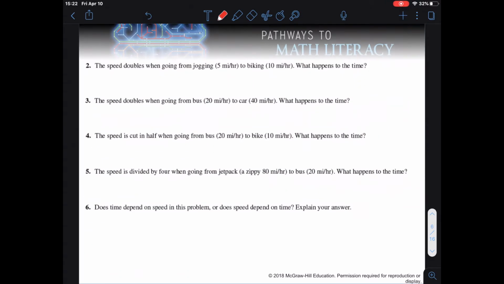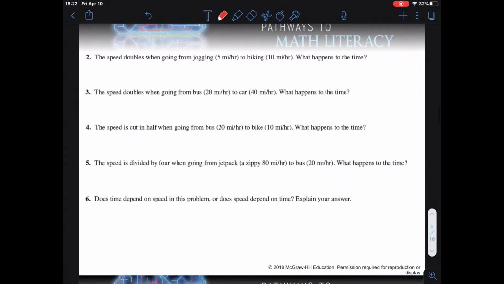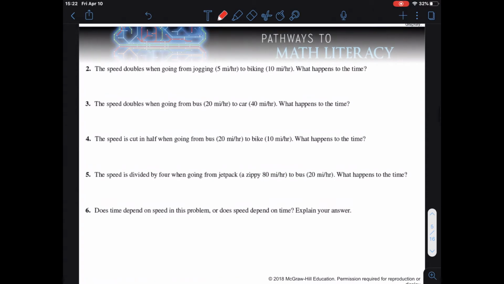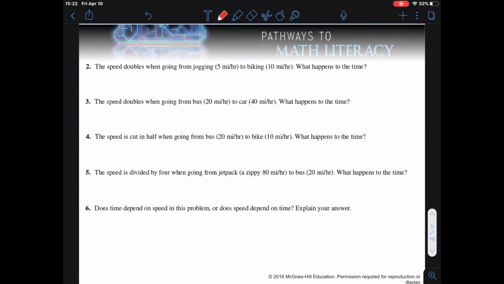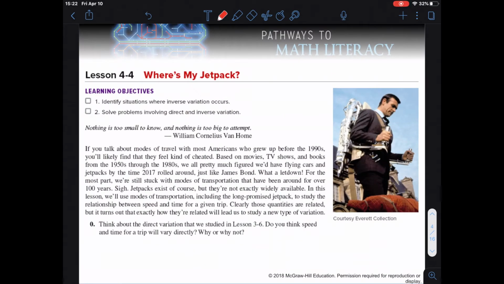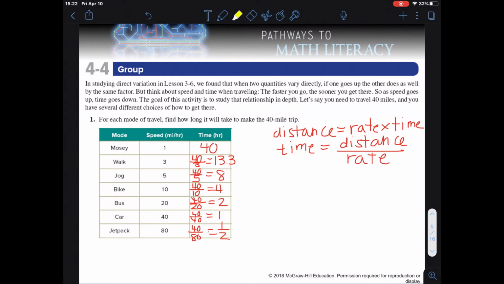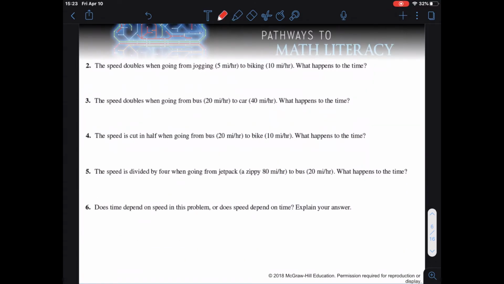So if you think of our direct variation, when one doubled, the other doubled. When one tripled, the other tripled. When it cut in half, the other cut in half. Now if we consider when the speed is doubling from jogging to biking, if we look back, when we were jogging, it took us 8 hours. When we were biking, which doubled the speed, it halved the time. So in this instance, when the speed doubles, the time gets cut in half.